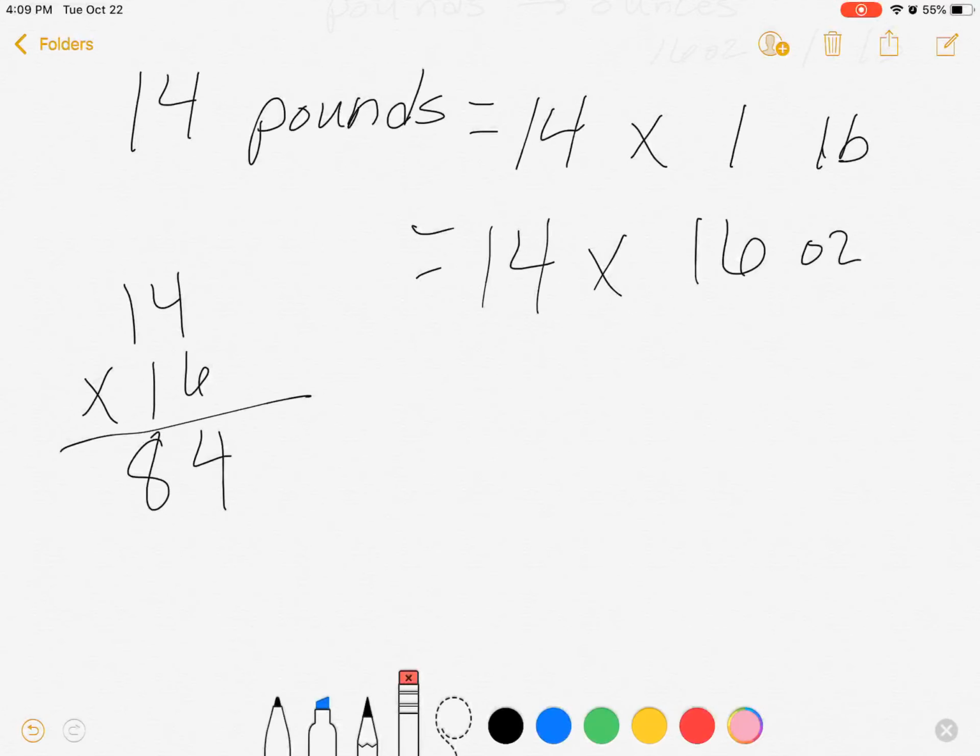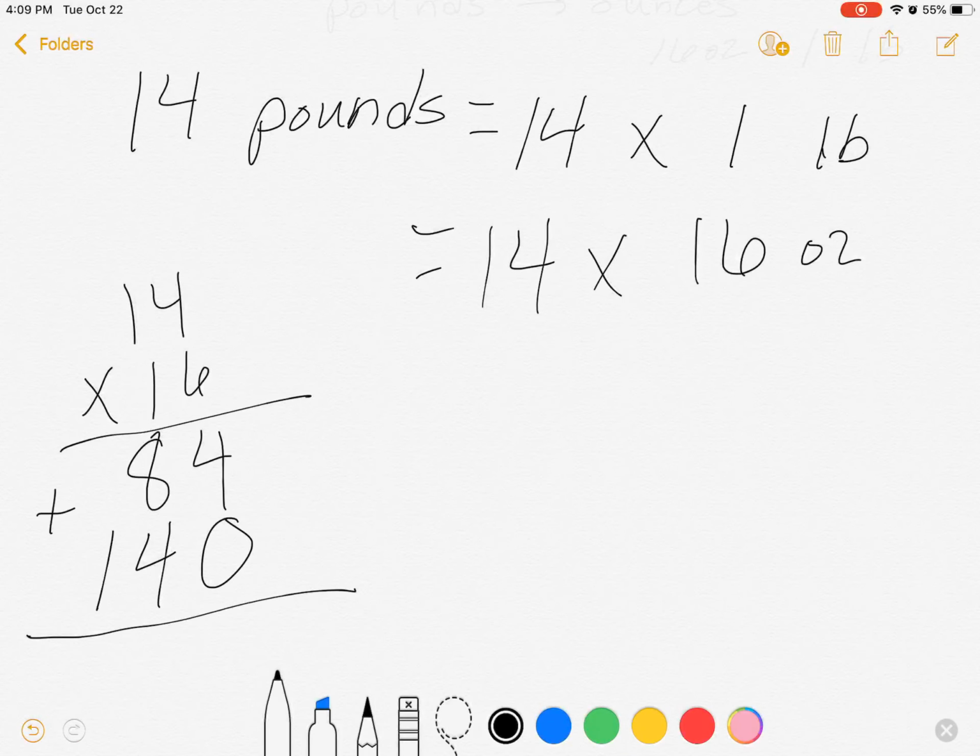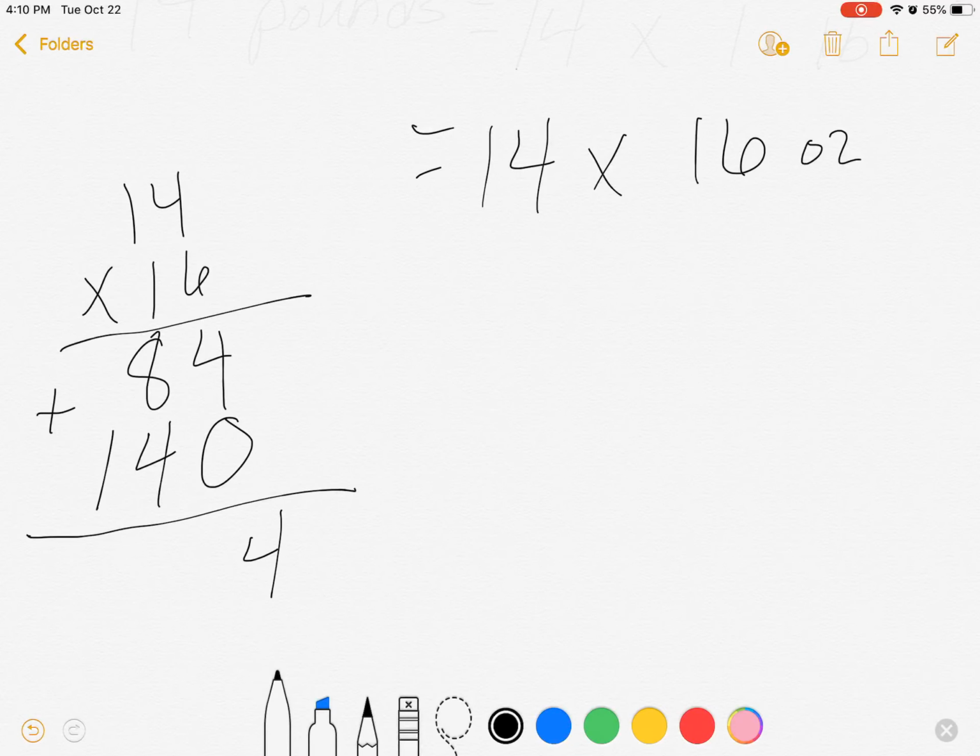Regroup your 0. We always drop the 0. And then 1 times 4, 4. And 1 times 1, 1. Now what do I do? Add. Add the two, what are they called? Partial products. Okay, so that's 4. What's 8 plus 4? 13. Are you sure? No. 12.